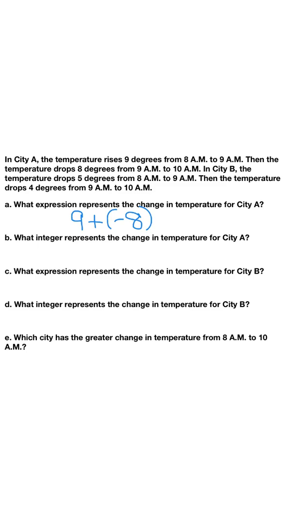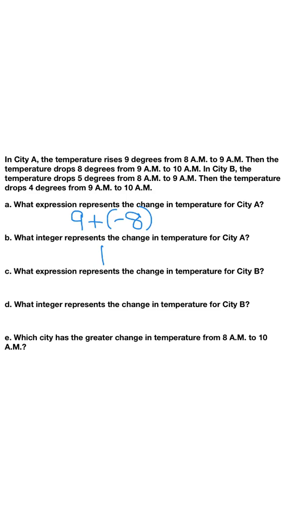Now we want to look at our expression and simplify it. 9 plus -8. Different signs, subtract the values. 9 minus 8 is 1. Now we're going to use the sign of the higher absolute value. That would be the +9. So the integer representing the change in temperature for City A is +1.